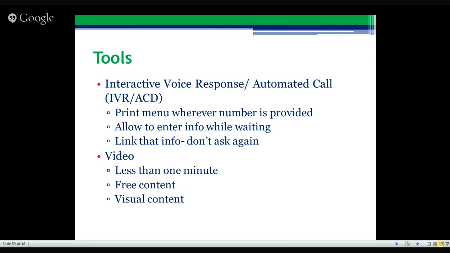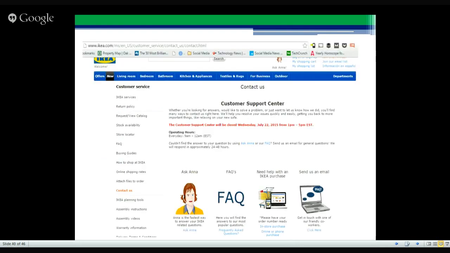Video: IKEA does this. They do video snippets of how-tos and problems that they found within their products to really help people create their furniture specifically for IKEA. But you can do this with anything. 1-minute videos. Google does this as well. Provide free content, right? Visual content. People need to see sometimes, not just read.